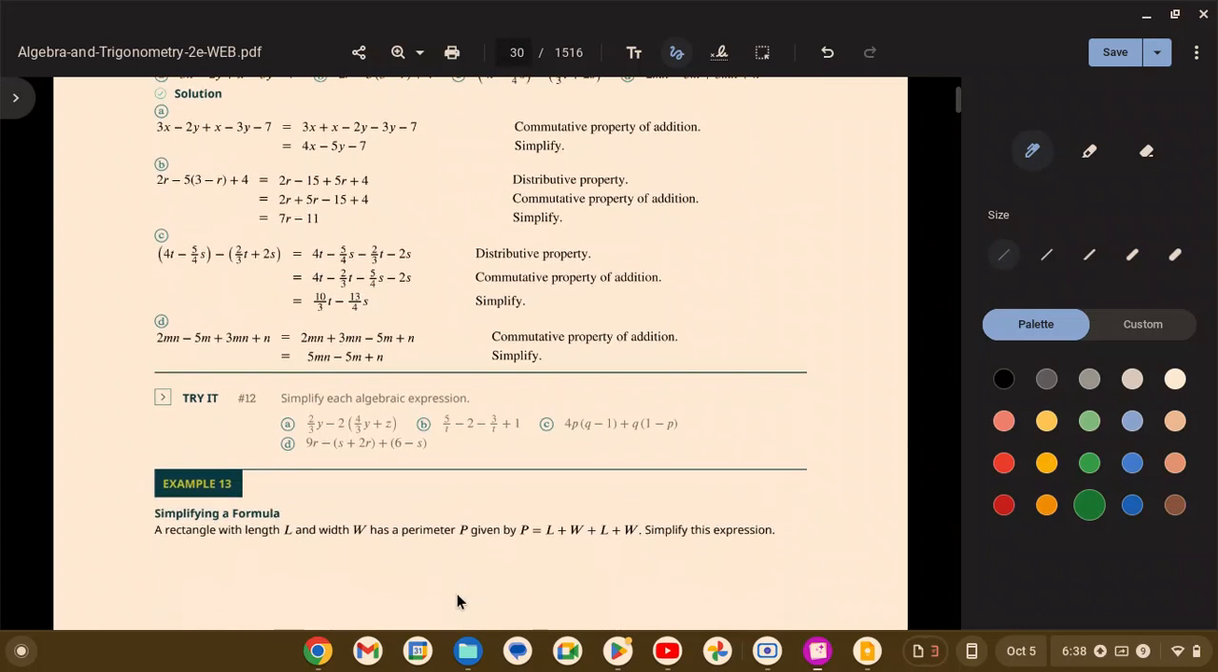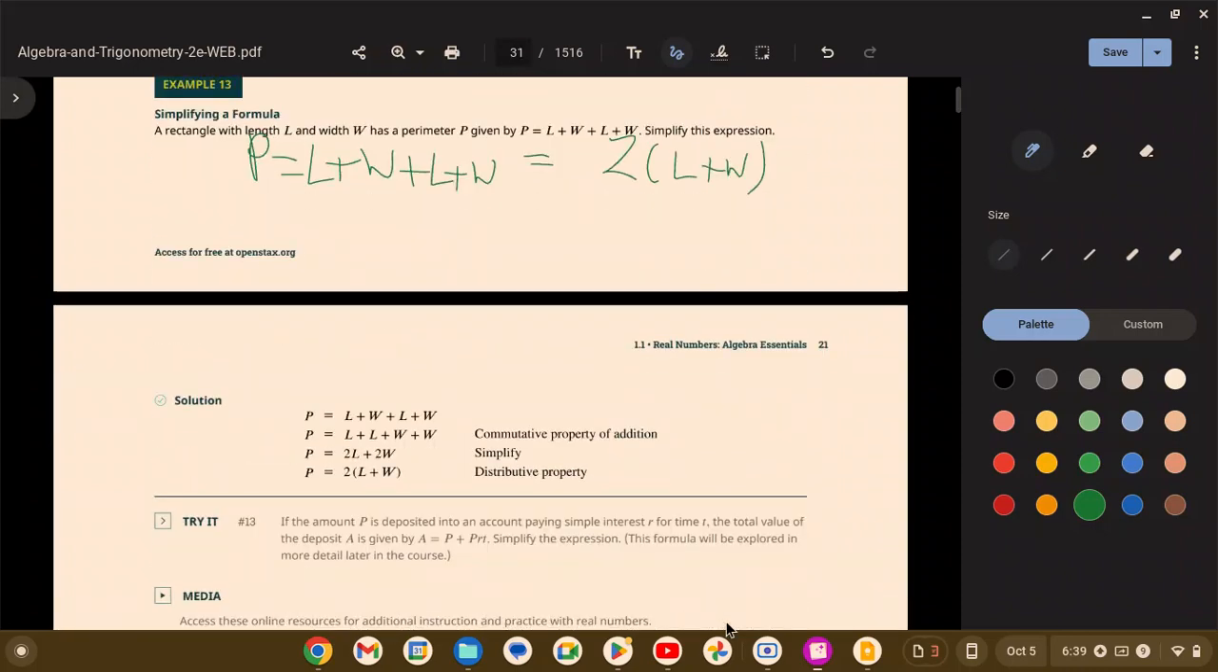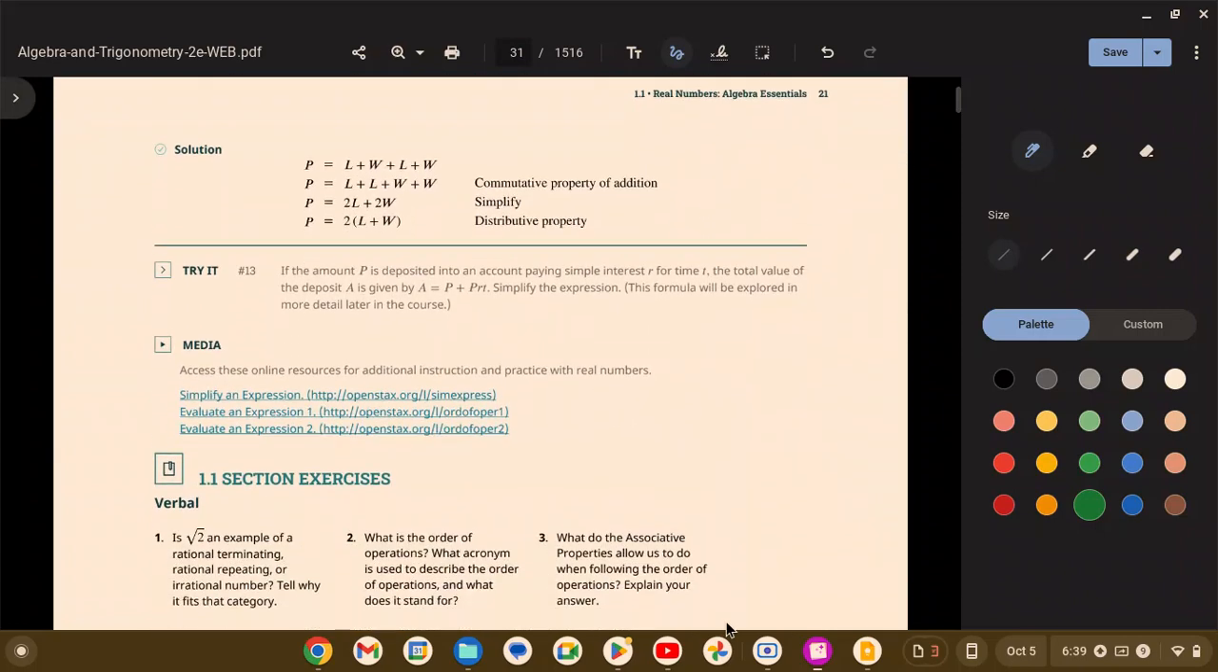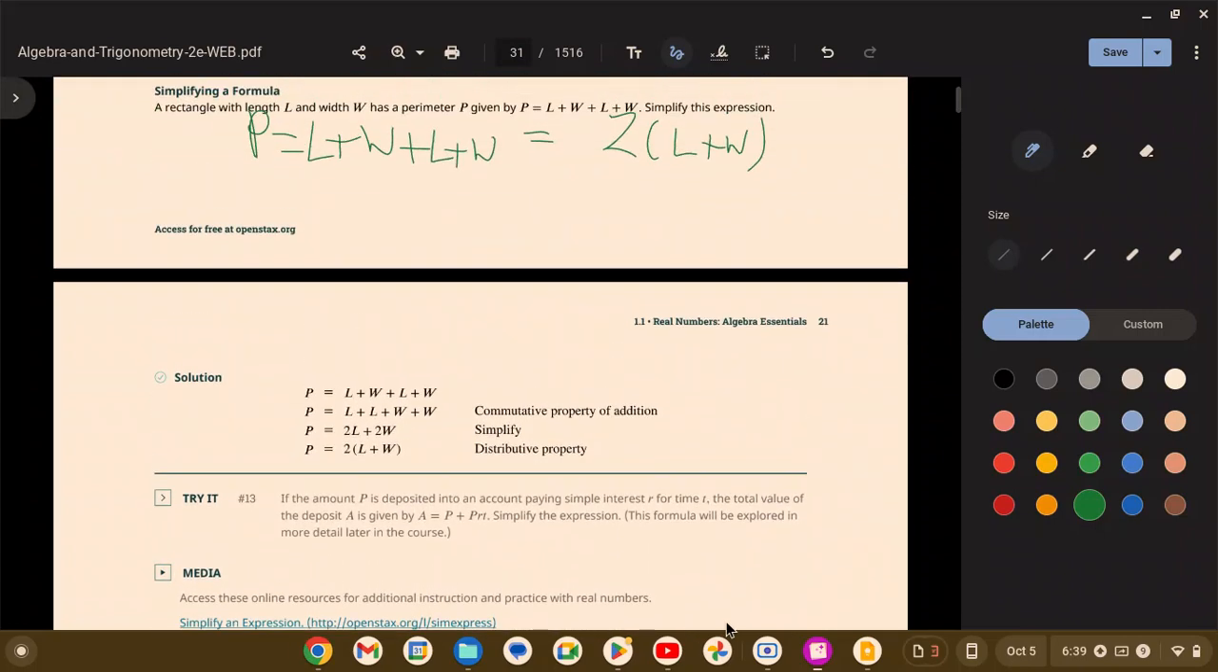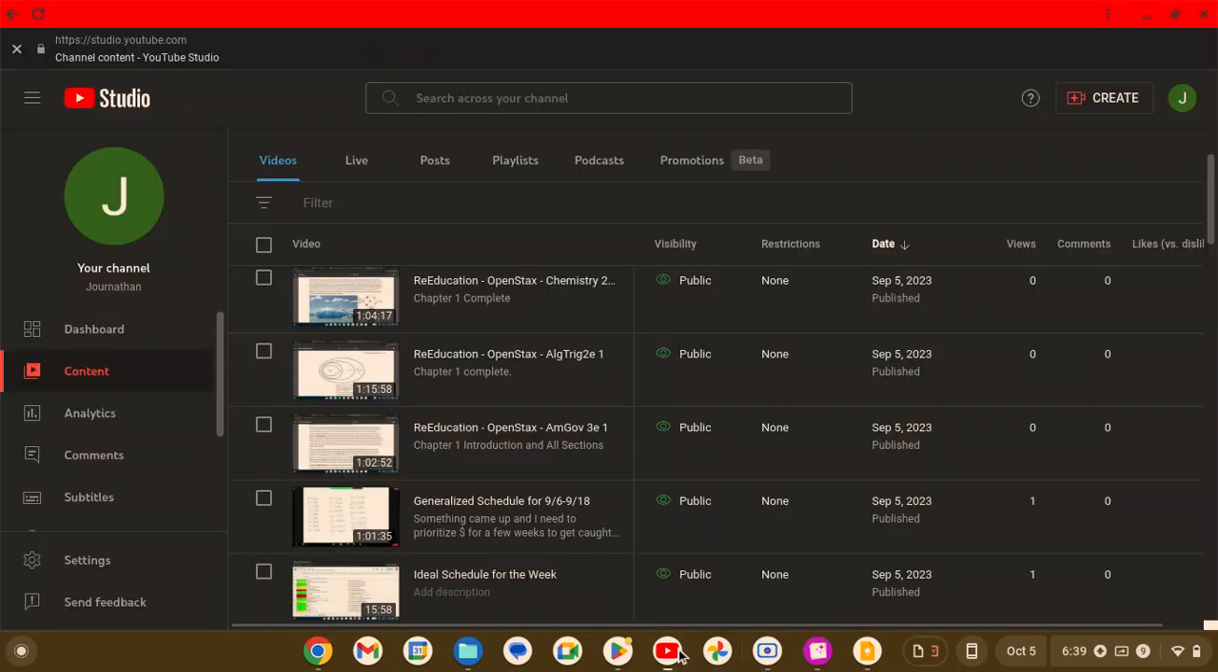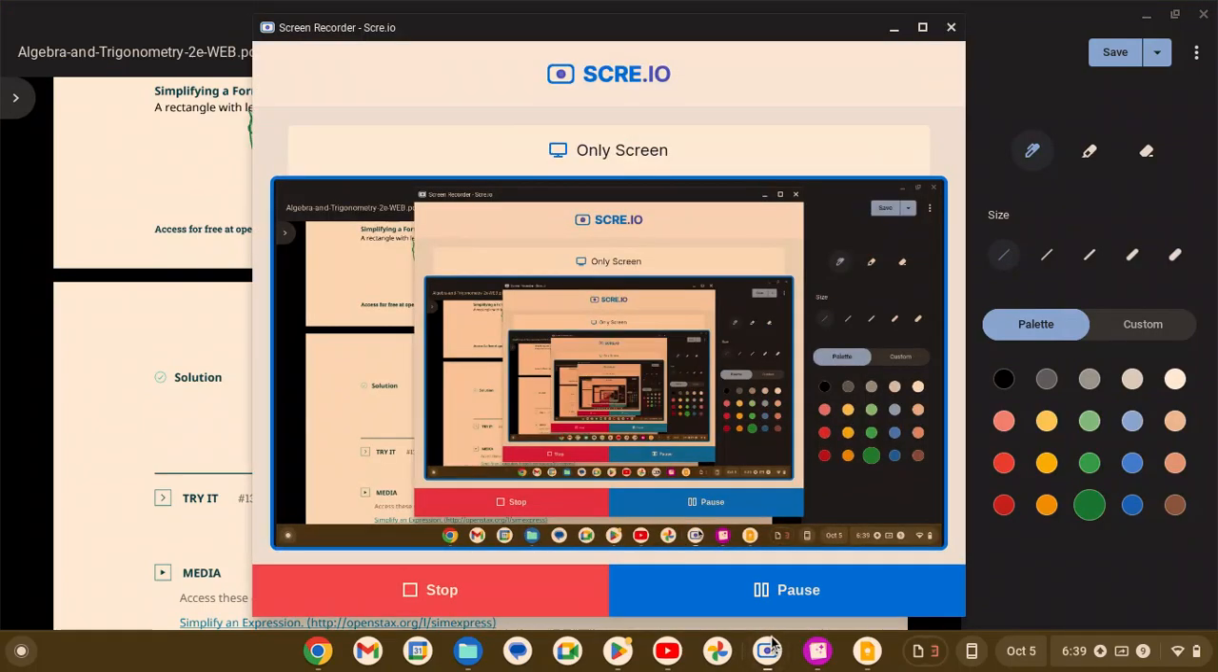Yep. Example 13. A rectangle with length L and width W has a perimeter P given by P equals L plus W plus L plus W. Simplify this expression. P equals L plus W plus L plus W equals 2(L plus W). Cool. And that is it. Cool. Let's go ahead and stop.